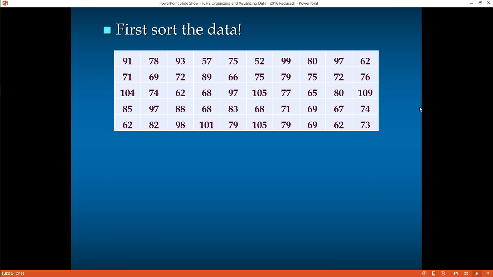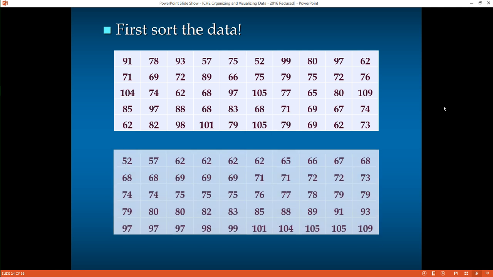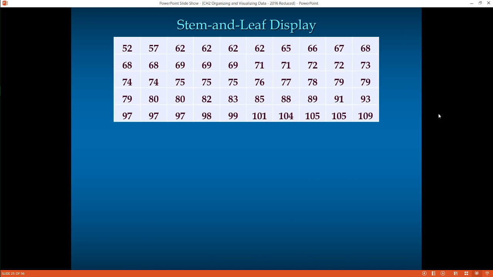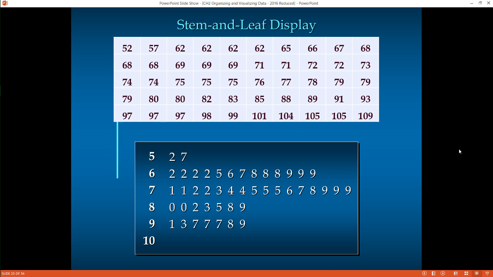Okay. And then, of course, we want to take that and sort it. Now we have our ordered array. So lowest cost, $52, highest, $109. So I got that one right anyway. Most frequent, kind of hard to tell easily, right? There are several 62s in here, that might be it. But let's make a stem and leaf display. So here's our ordered array, our ordered data set, and here's the stem and leaf display.